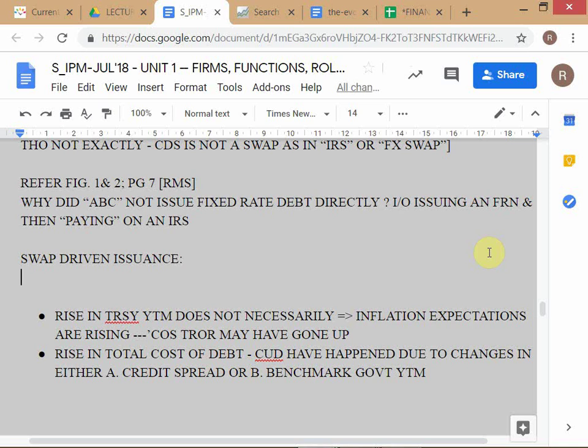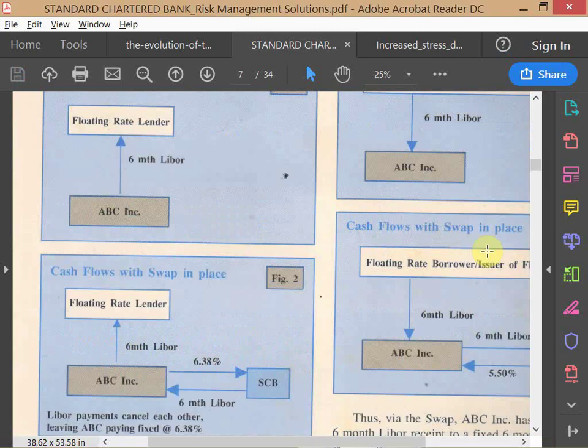Important concept of swap driven issuance. Okay, what is swap driven issuance? Why did this company have to go and catch its ear like this by first issuing floating rate debt and then swapping into fixed rate debt through an IRS, when all it wanted was fixed rate debt? Because the investor markets, remember, the most important person in this whole primary capital markets business is the investor. Here this floating rate lender is the investor class. This is the most important market, so this is the most important person.